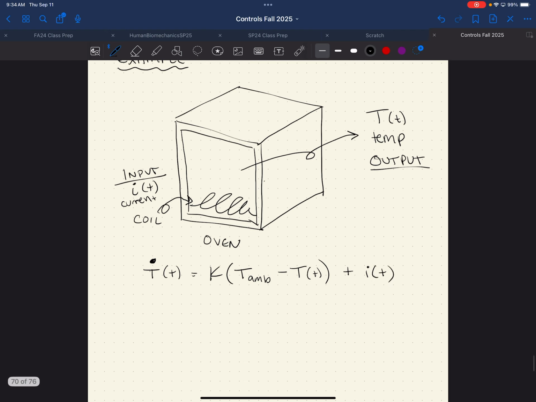Is this a first order differential equation? Wait, someone said maybe no? It is. It is a first order differential equation. Great. Because we only go up to one derivative here on the temperature term. My next question for you, is it LTI?